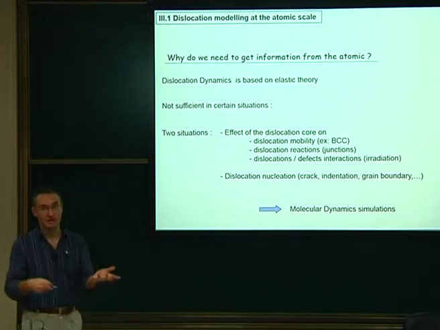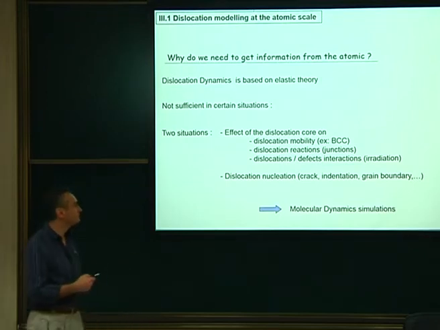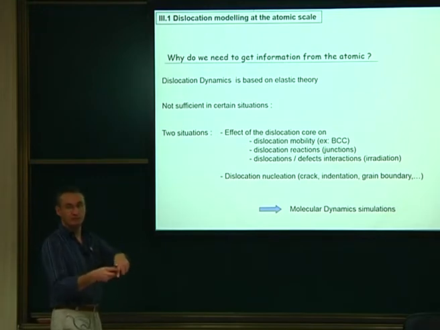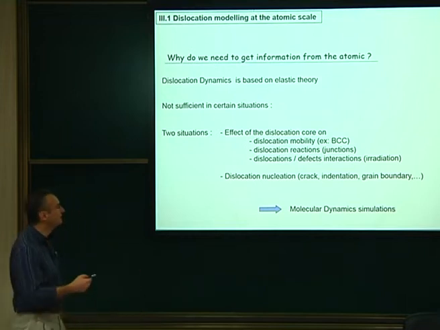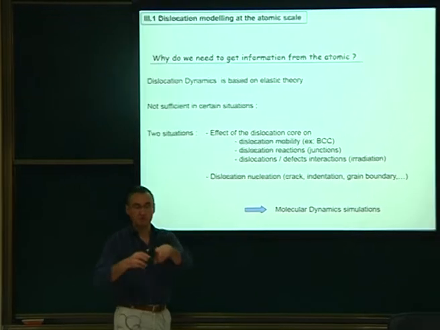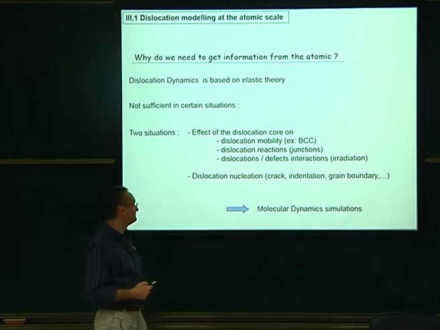In DD, we don't have such an effect, so you will need to add that as a rule in the code. The junctions may also have some recombination of the cores that maybe elasticity could not predict. We have to check every time. The dislocation-defect interaction is also something where you have all this core recombination. It could be important to have some MD predictions out of that.